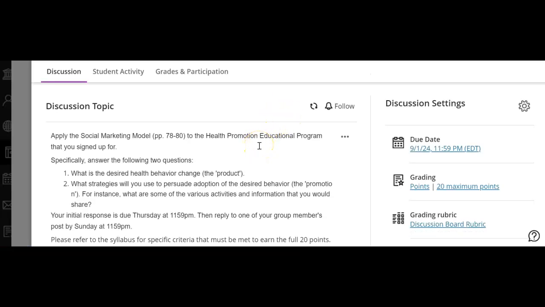Now on page 78 to 80 is another model, and this is the social marketing model. This model is a little bit easier to understand than the PRECEDE-PROCEED model, and we're just going to apply a part of that. So you're going to answer 2 questions. First of all, the social marketing model has 4 P's, and you can read about this in one paragraph on page 79: the product, price, place, and promotion.